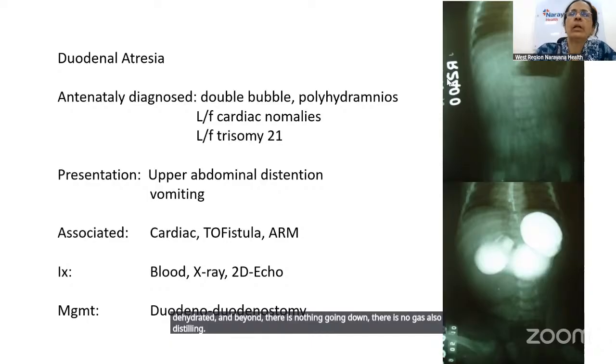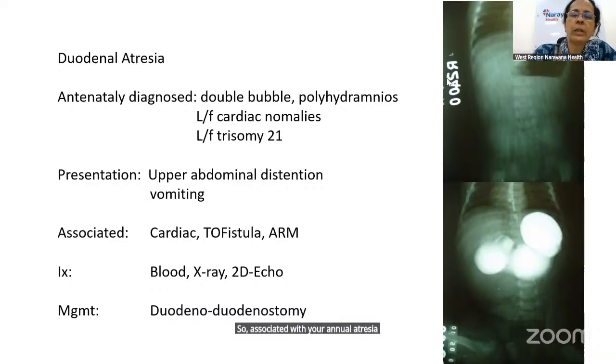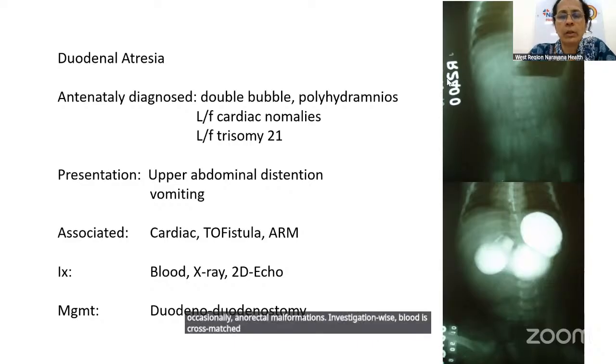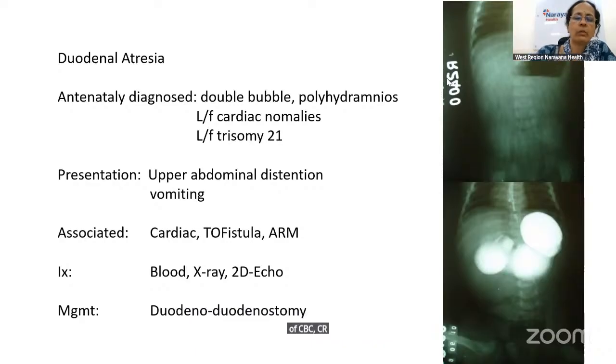So associated with duodenal atresia, you can have cardiac anomalies, tracheoesophageal fistula occasionally, and anorectal malformations. Investigation wise, blood is cross-matched. Investigations like electrolytes, CBC, CRP, X-ray, 2D echo, and surgery will be duodenostomy.